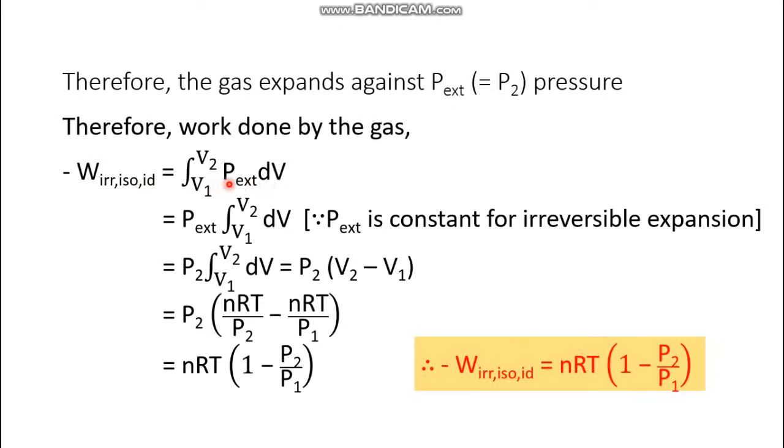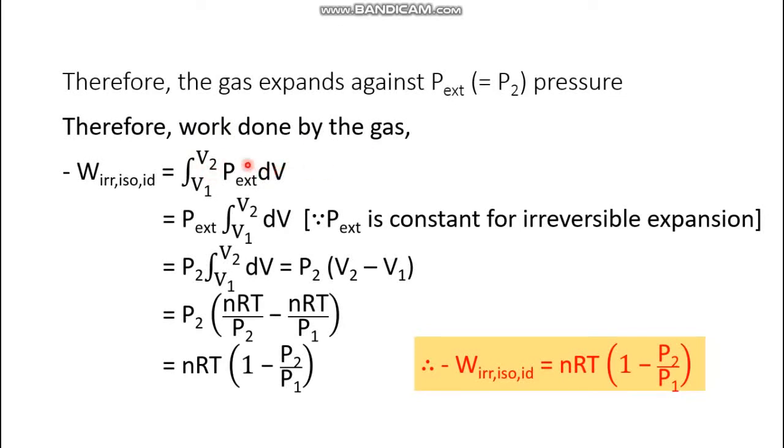It is P external dV, but actually this is nothing but P2 dV, because P2 is the final pressure, which is actually equal to the P external pressure. And what was the limit? The initial volume was V1 and the final volume was V2. So the lower limit is V1 and the upper limit is V2. So integration V1 to V2, P external dV is the expression of minus W irreversible isothermal for ideal gas.